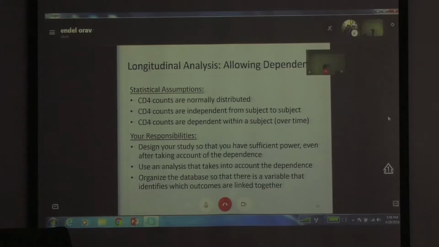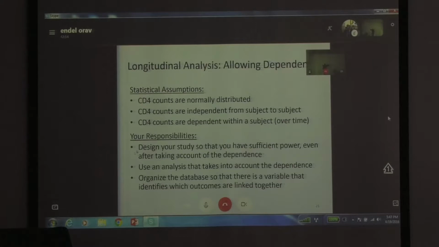So your responsibility: design the study so that you anticipate that there will be dependence over time. You'll have to increase the sample size, in a way that I'll show you in a few minutes, to take account of the dependence so you have sufficient power at the end. Use an analysis that takes account of the dependence, and actually before you do that analysis, organize the database so that there is a variable that identifies which outcomes are linked. So basically it's going to be the subject ID, and I'll show you a concrete example of that again before we end this lecture.